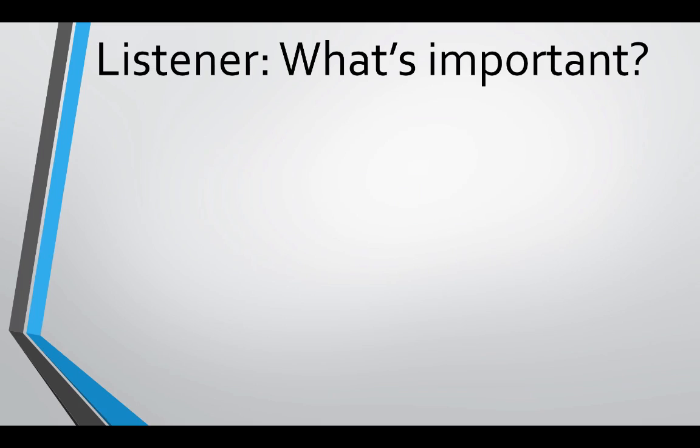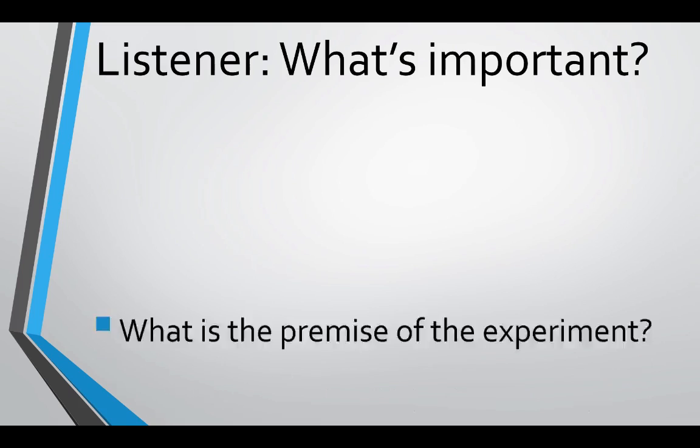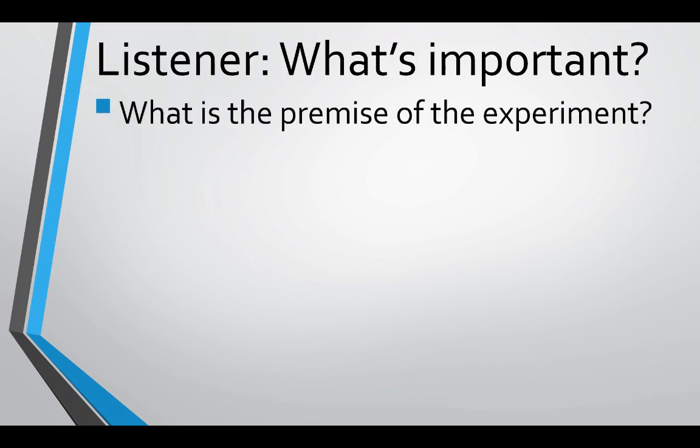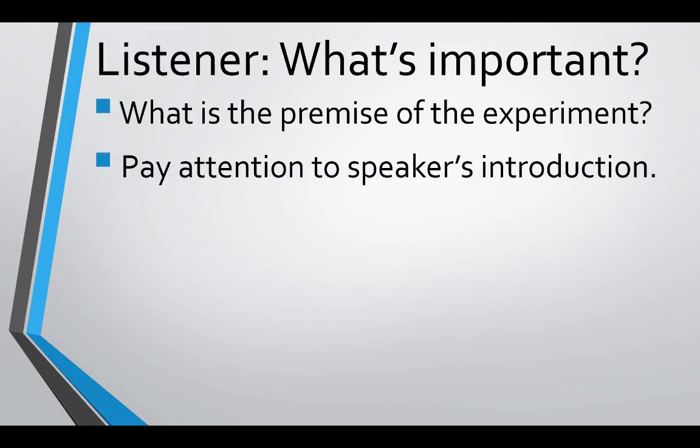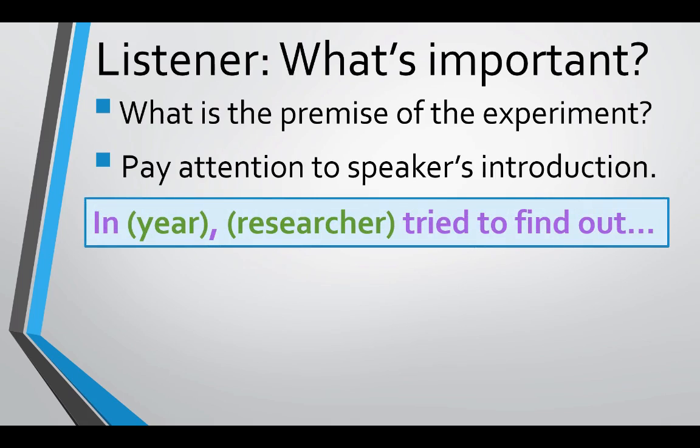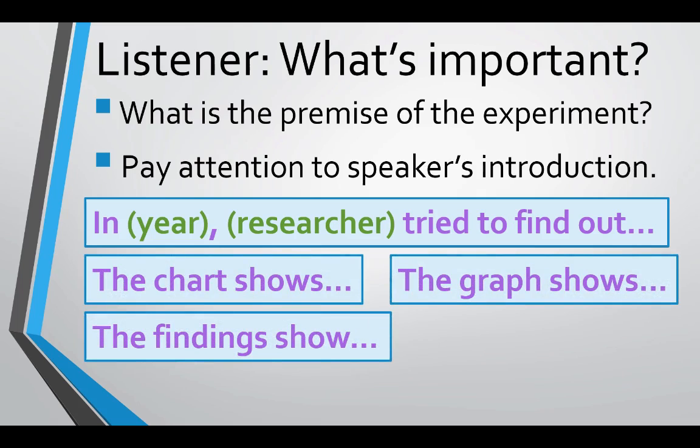When the speaker starts to introduce a graph or chart, as the listener, it's important for you to think about the following areas to aid in your understanding. What is the premise of the experiment? What is the researcher trying to find out? You need to pay attention to the introduction. Usually, the speaker will give a quick introduction about this by giving a signal like in year, name of researcher, tried to find out. In many cases, the speaker will provide an image of the chart or graph and continue to talk about it using keywords like the chart shows, the graph shows, or the findings show.